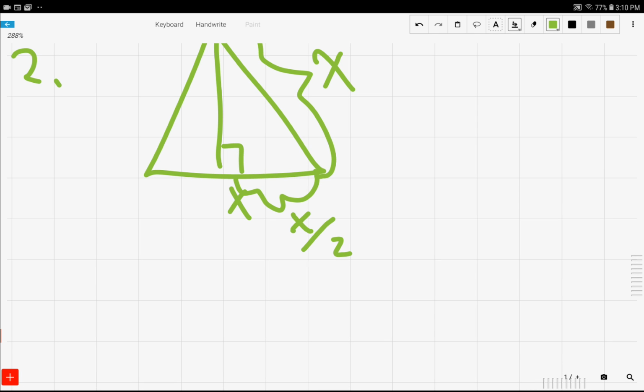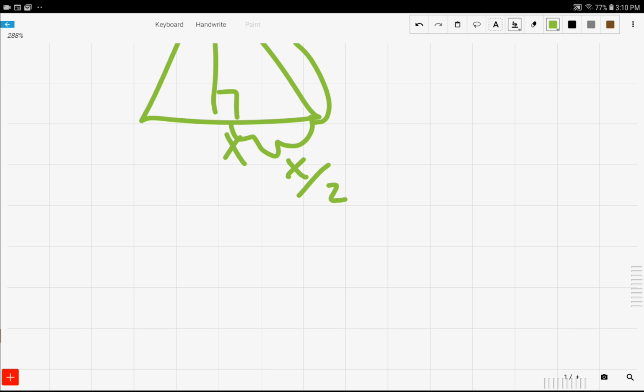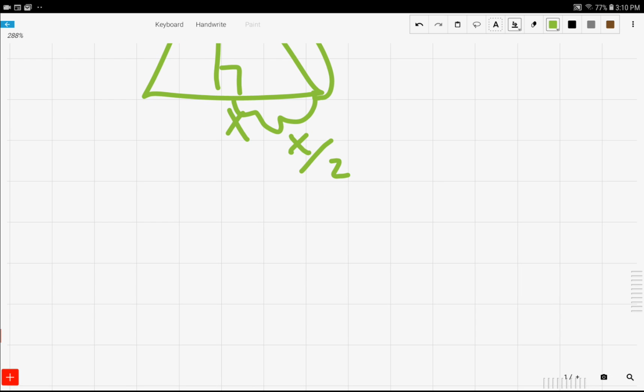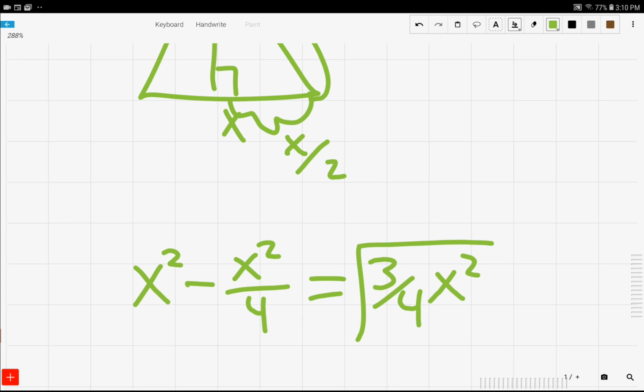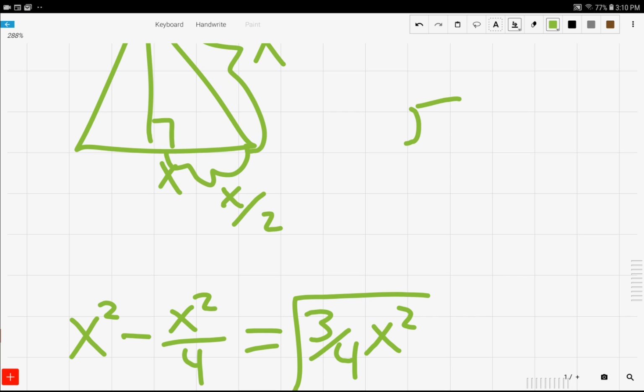So let's use the Pythagorean theorem. Since we have a hypotenuse and a side of the right triangle, we can use it to get x squared minus x squared over 4. And we just have to evaluate this value, which is 3/4 of x squared. Of course, we also have to square root this value. So we have the square root of this, which is equal to square root of 3 x over 2. So we've just found our other value.